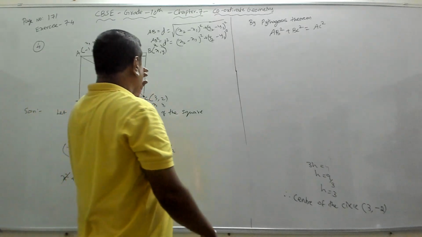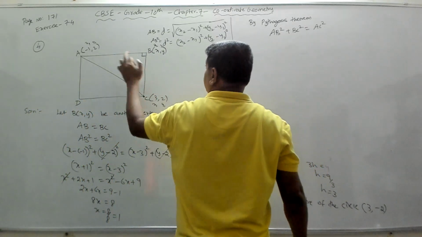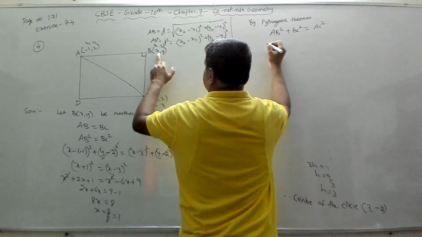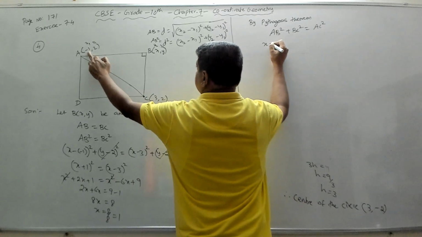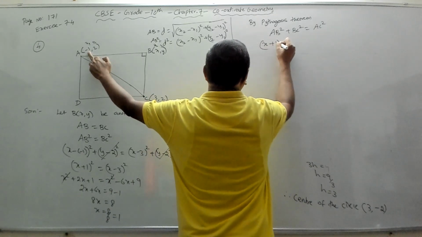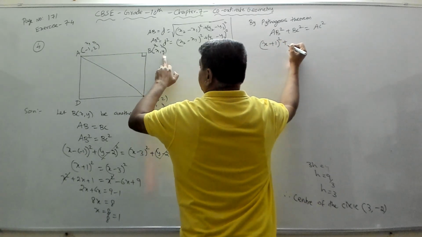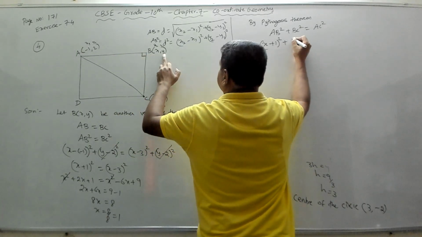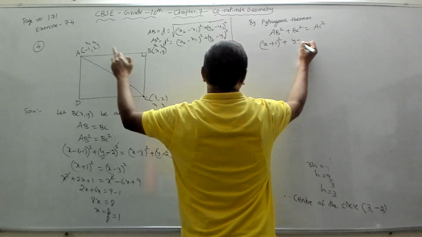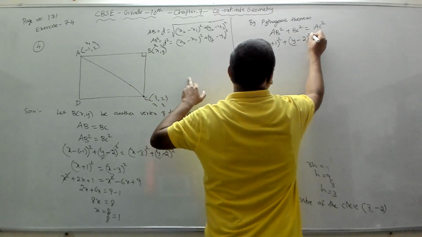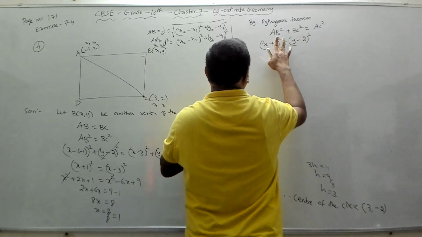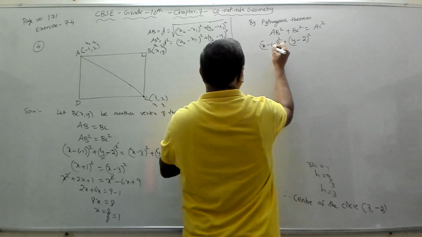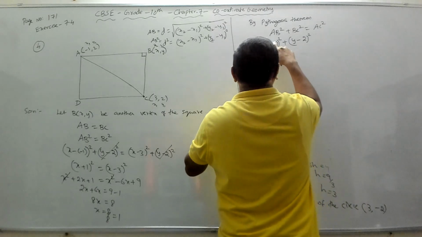Now what is AB? AB is the distance between A and B. Right? We'll take this x2 minus x1 the whole square. That is x2 is this. It is x minus of minus 1, is plus 1, the whole square plus y2 minus y1 the whole square. So y2 is y, minus y1 is 2, the whole square. Here, if you want, I can write this: x minus of minus 1 the whole square plus y2 minus y1 the whole square.